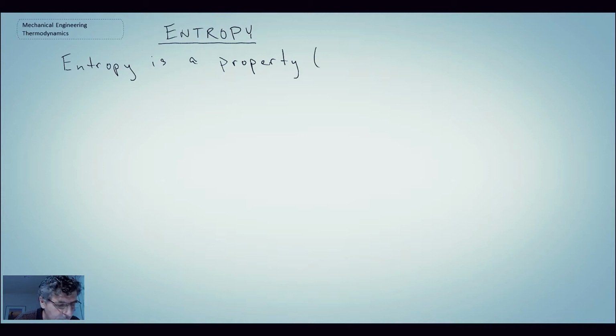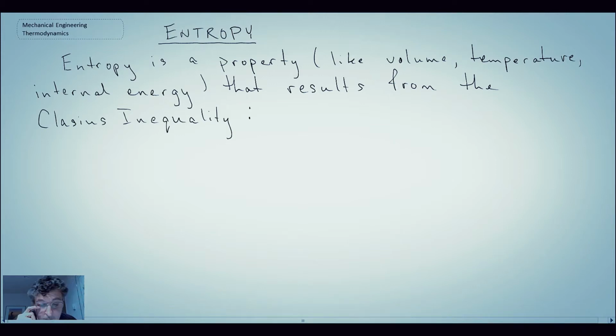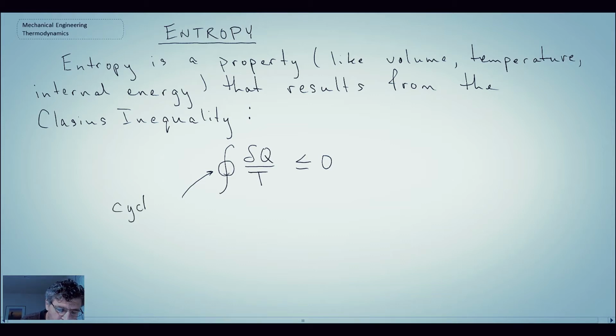So entropy itself is just a property. It's similar to other properties that we've studied thus far in the course. And entropy is a property that results from the Clausius inequality. And the Clausius inequality states the following. The closed sign on the integral here implies that it's either a cyclic or closed integral. So that is the Clausius inequality, and it will become the starting point for our derivation of relationships that enable us to calculate change in entropy.